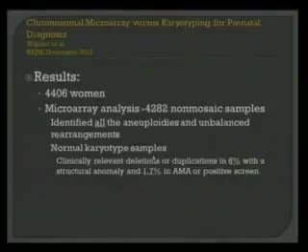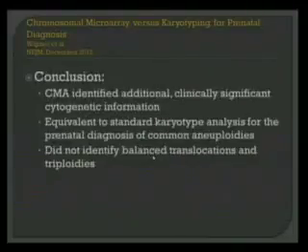Then they looked at the normal karyotype samples and compared it to the ones that when they did the microarray, there was something clinically significant. And so they found some deletions and duplications in 6% with a structural anomaly, and then 1.7% in AMA or a positive screen. So saying that even with a normal karyotype, if they had something else, they had a better detection rate with the microarray. Okay, so that's pretty much what we just talked about.